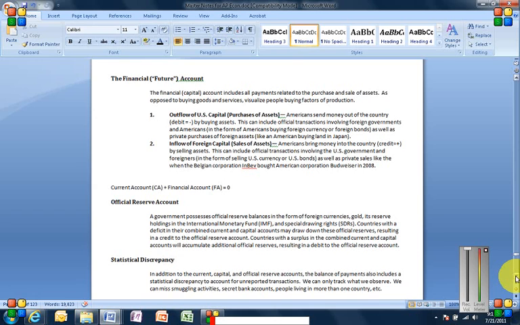Now, if there's an outflow of capital from a country, let's say the United States, in other words, people are purchasing assets, this is where Americans would be, once again, sending money out of the country. That's a debit. This can include official transactions involving foreign governments and Americans in the form of Americans buying foreign currency or foreign bonds, as well as private purchases of foreign assets, like an American buying land in Japan. Land is one of the factors of production, right? And it's an asset.